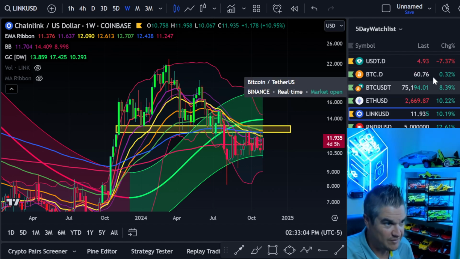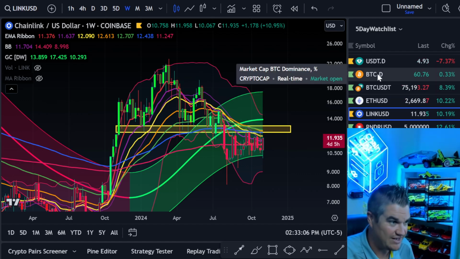We're going, right? Bitcoin dominance, we need that to top, and I think Chainlink will take off. A lot of altcoins will take off, but Bitcoin dominance is still climbing ever so slightly higher. I think this is going to top this year.